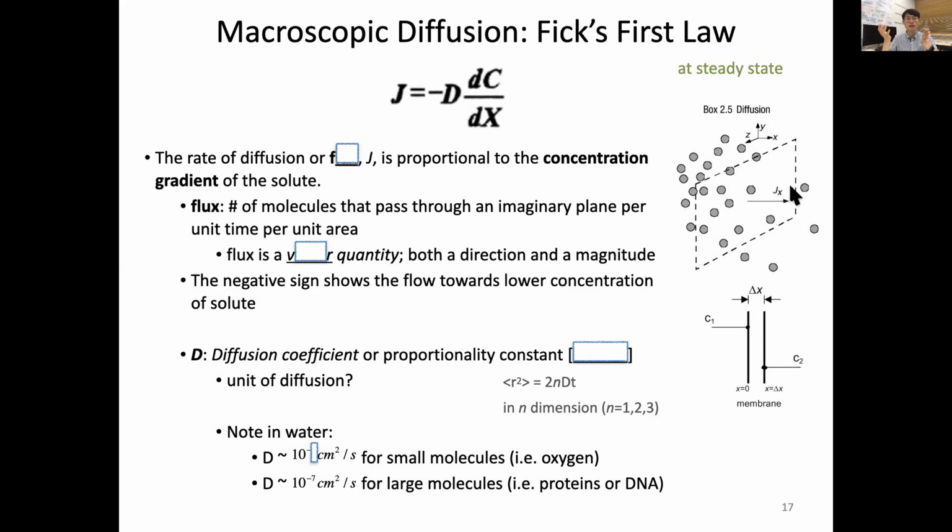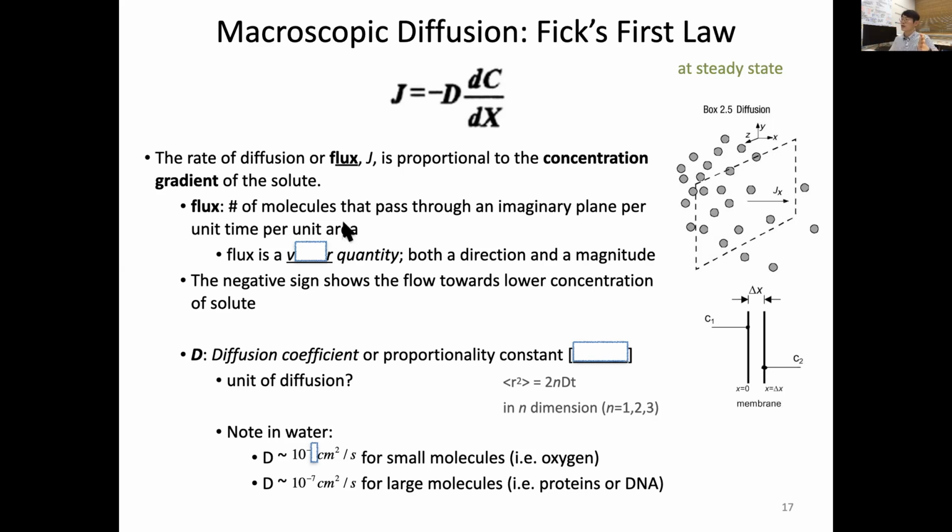This general concept is called flux, the rate of diffusion, and we use a capital J. This comes from the observation by Fick and his understanding that the flux is proportional to the concentration gradient of the solutes. Here we are treating these dots as solute molecules. So the flux is the number of molecules that pass through an imaginary plane per unit time per unit area. So flux is the number of crossings of a physical entity per unit time per unit area.